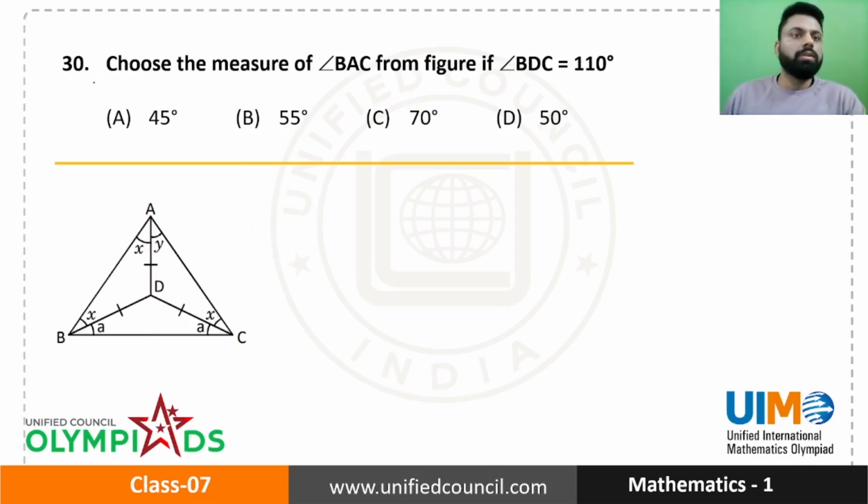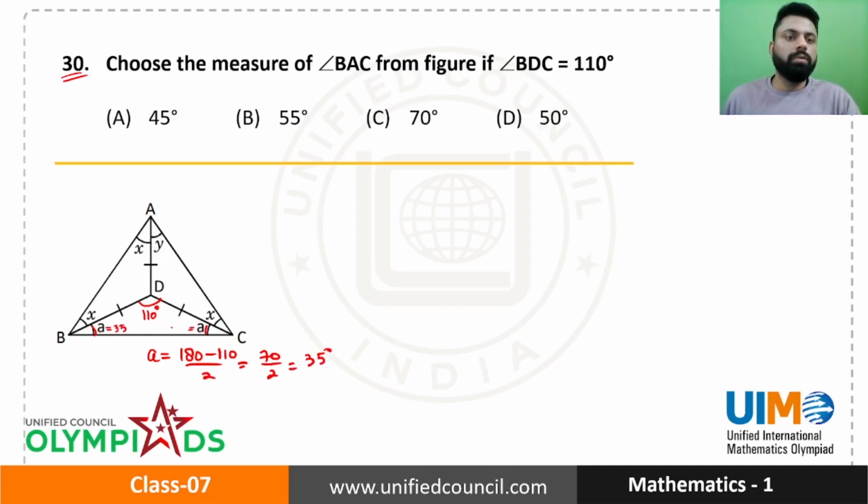Okay. So here is the next question that we are going to solve. Choose the measure of angle BAC, if angle BDC is 110. So see, if this is equal to 110 degrees, now these three sides are equal. So if this is equal to A, this is also equal to A because this is the isosceles triangle. So A is equal to 180 minus 110 upon 2. 70 upon 2, that is 35.